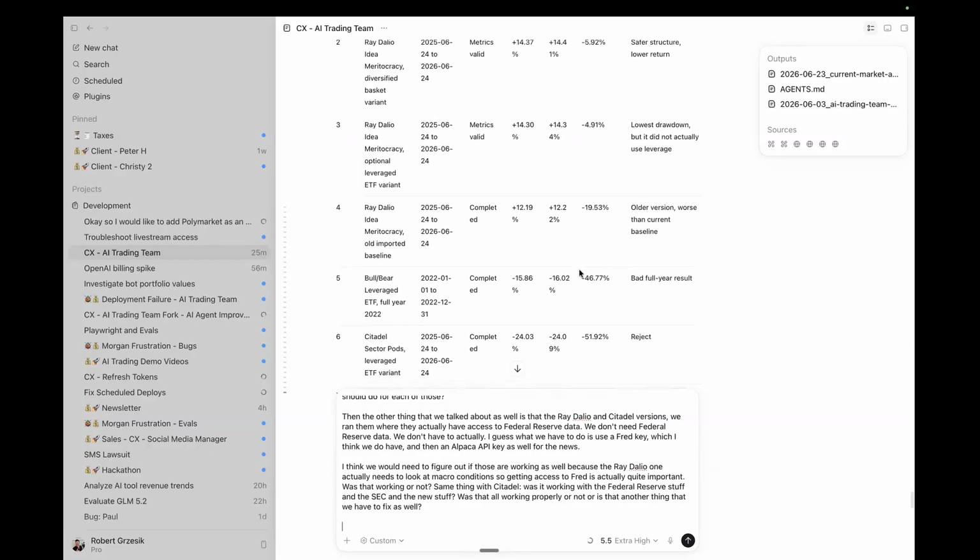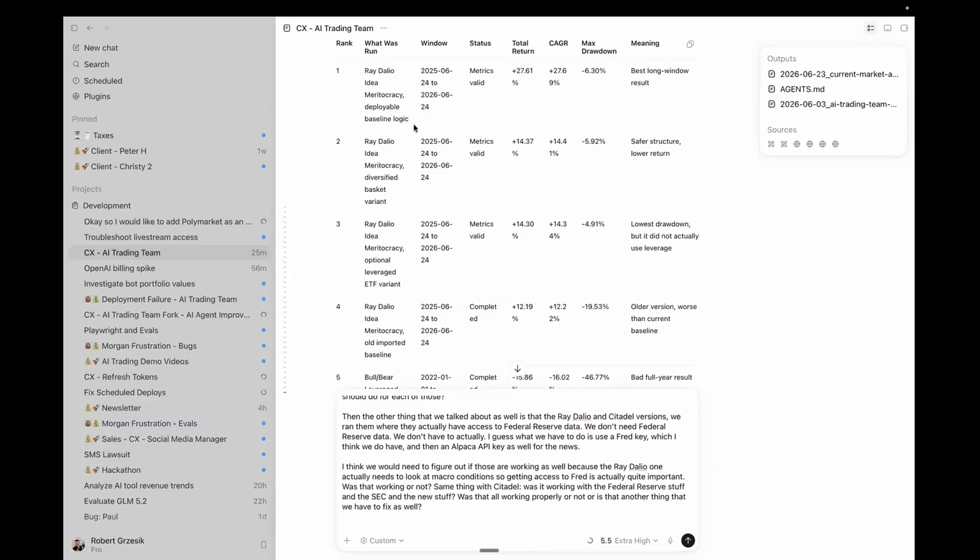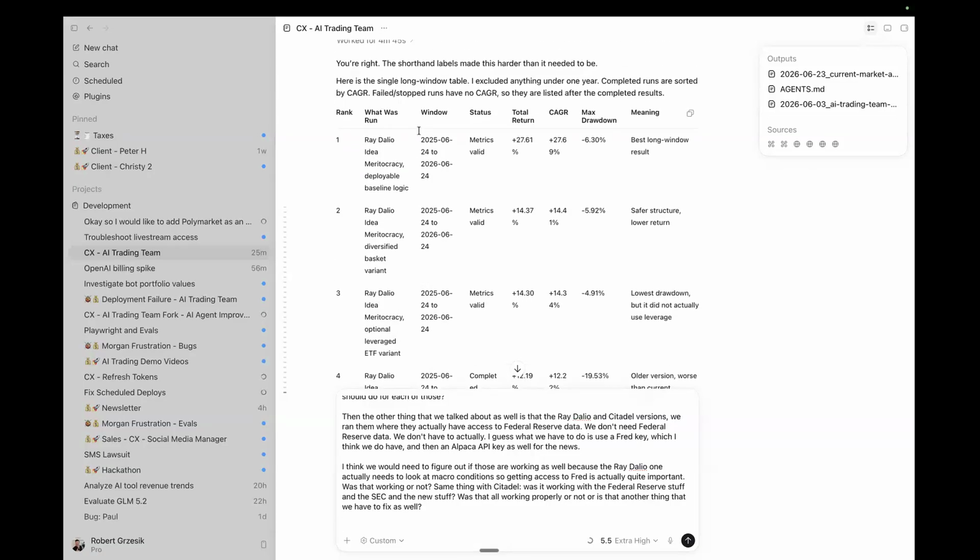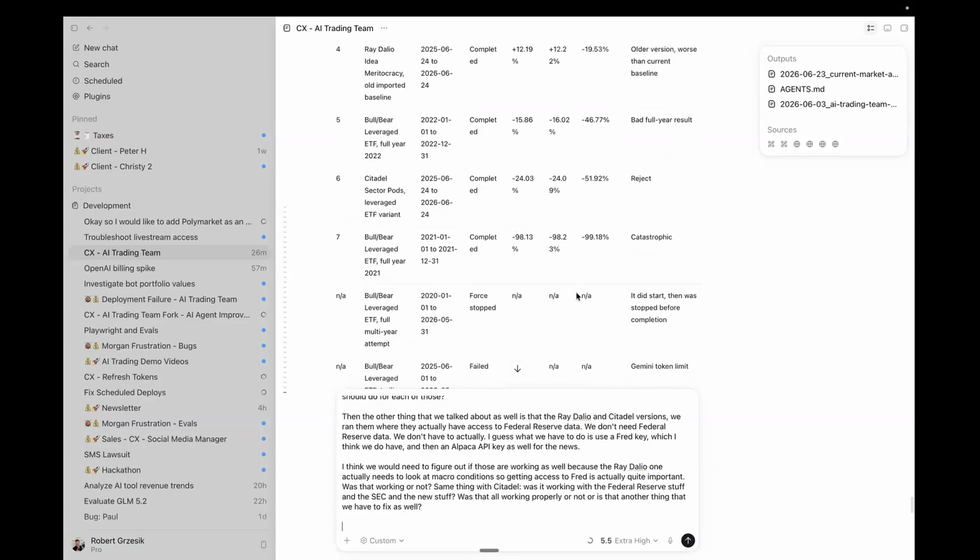Because the Ray Dalio one I know was doing this idea of meritocracy and all that, but it didn't have access to data that Ray Dalio typically would look at, like debt to GDP ratios and what's happening to interest rates and all that kind of stuff. He looks at that stuff pretty closely. So I think it's pretty important to have that working as well, right? And I think Citadel would similarly look at things like that too.